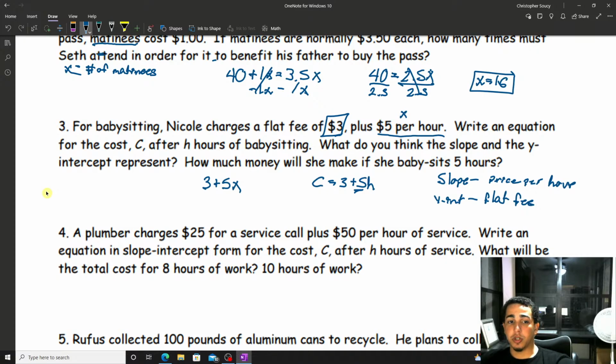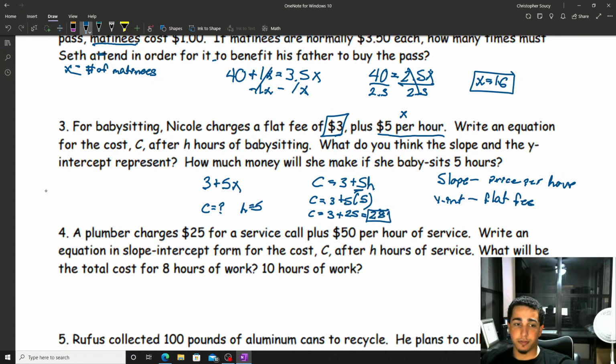So how much money will she make if she babysits for 5 hours? So they're saying, what is the value of C? How much money will she make if the number of hours that she works is 5? So all we have to do is plug in 5 for H to figure out what C is. This is going to be 3 plus 5 times 5. We know 5 times 5 is going to be 25, and 3 plus 25 is 28. So if she works for 5 hours, she'll make a total of $28.